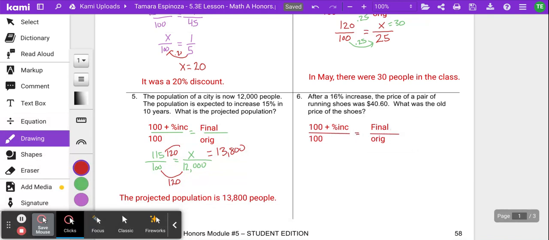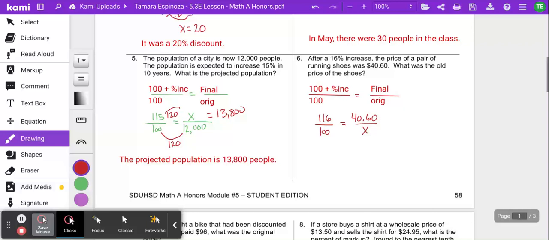Okay, after a 16% increase, so 100 plus 16 is 116. The pair of shoes was $40.60. That is the final price. What was the old price of the shoes? I'm looking for the original. Okay, so off the top of my head, I do not know what 116 times what to get to $40.60.